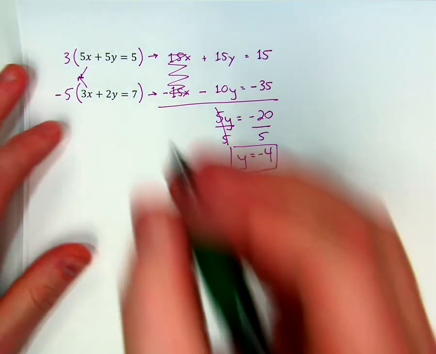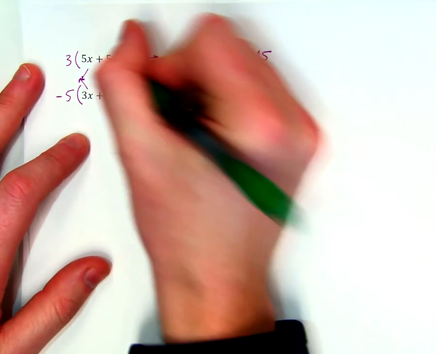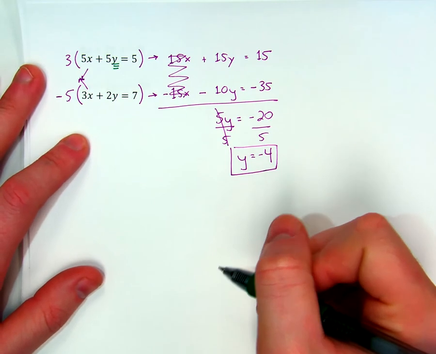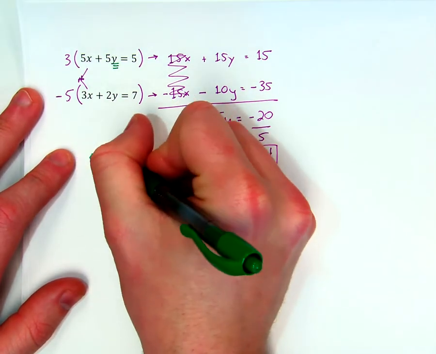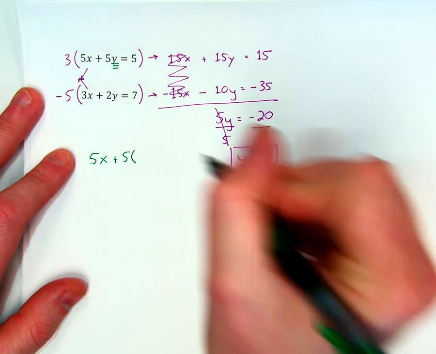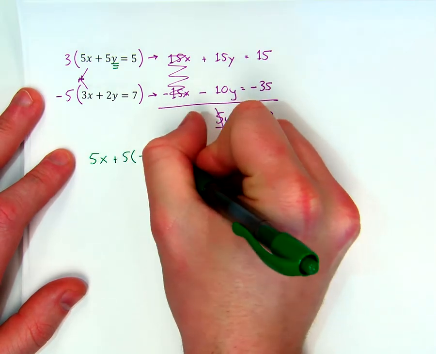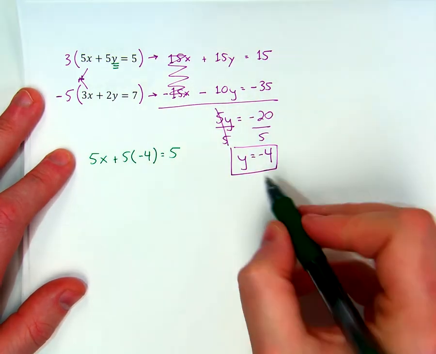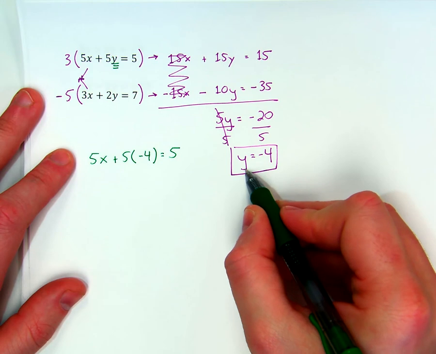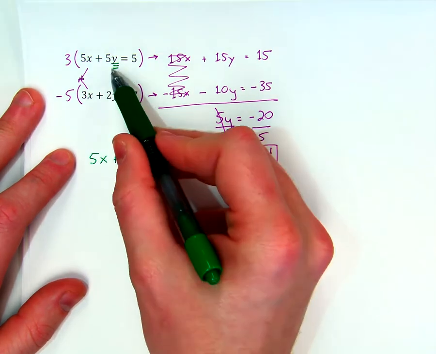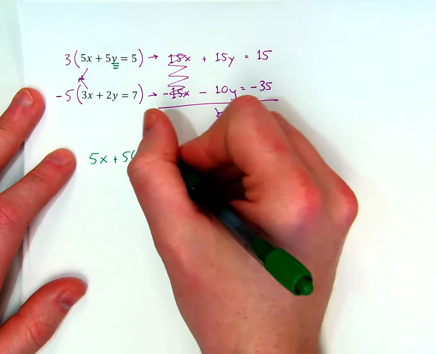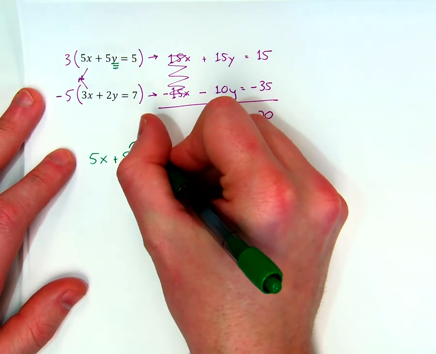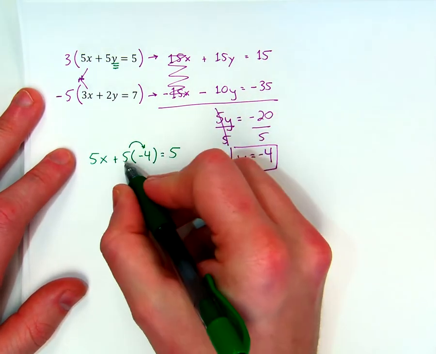Now we're going to go back and plug negative 4 into one of the equations and solve for x. I'm going to choose the top equation. I'll rewrite it as 5x plus 5 times negative 4 equals 5. It is important that if you found out what y is in the first step, you make sure you're actually changing y in the second step. You don't want to get confused and change the wrong letter, or you'll get the wrong answer.